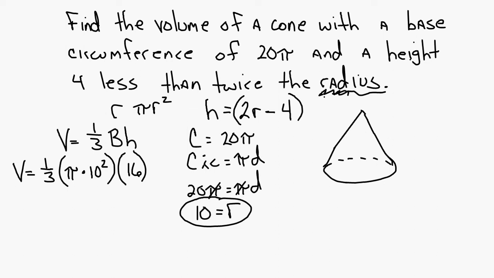So now they want it in terms of pi. So in your calculator, it's 1/3 times 10 squared times 16. That's 533 1/3, and then pi. And then in decimal form to the nearest tenth, so you push times pi button and hit equals. 1675.5.